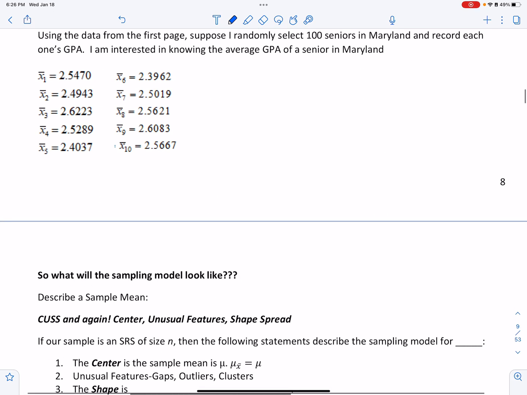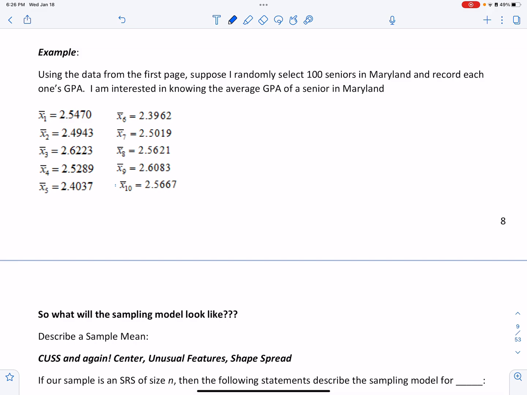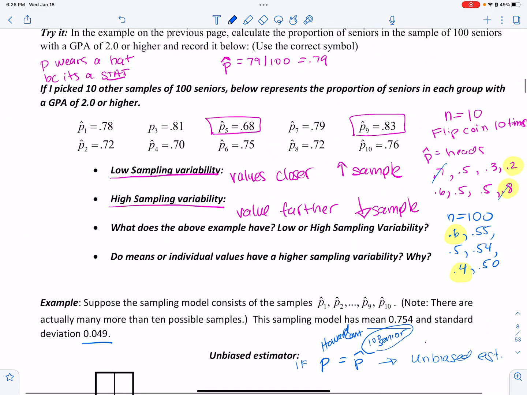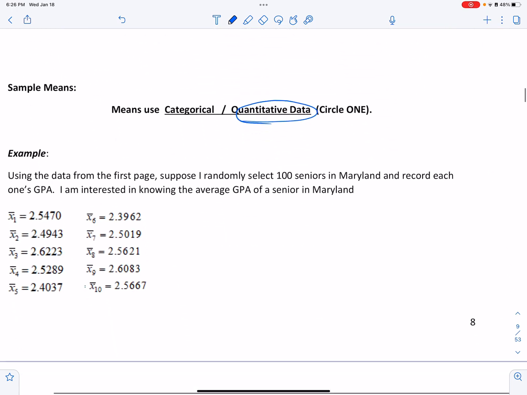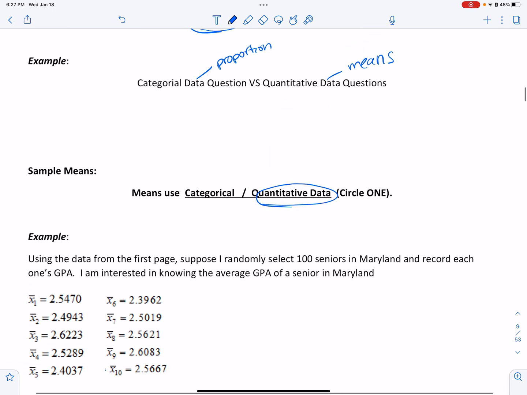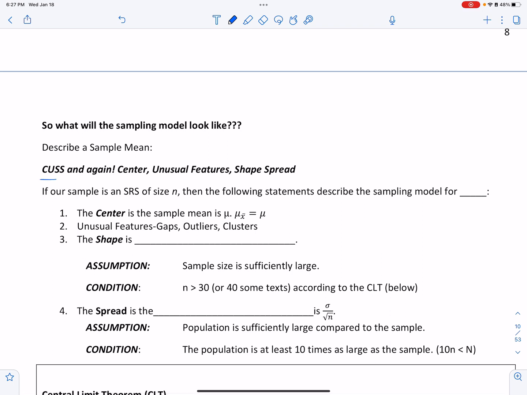Okay, so what does the sampling distribution of the mean look like? I could have done the same idea. Just like the last one, where I said, hey, what's the proportion? The question asked, what's the proportion of people that have above a 2.0? Now sampling means is saying, what is the mean? That's the difference. Proportion is categorical, quantitative is means. So for the means, it's the same thing. We're going to use CUSS and BS again. The center this time is your mean, which is equal to mu.